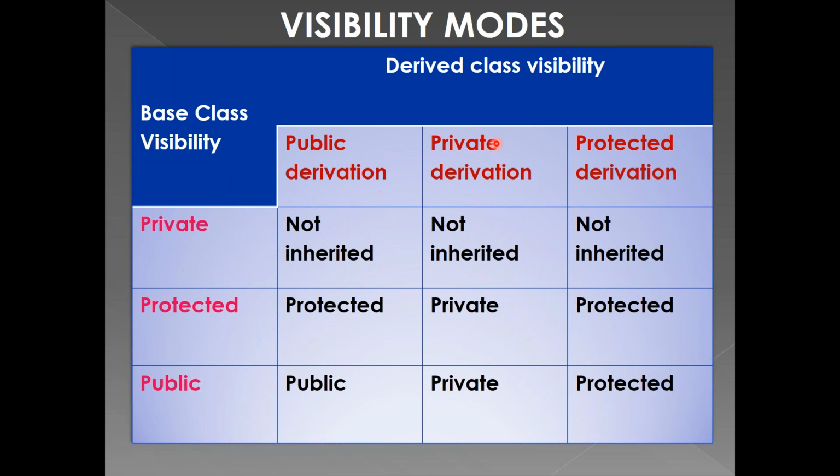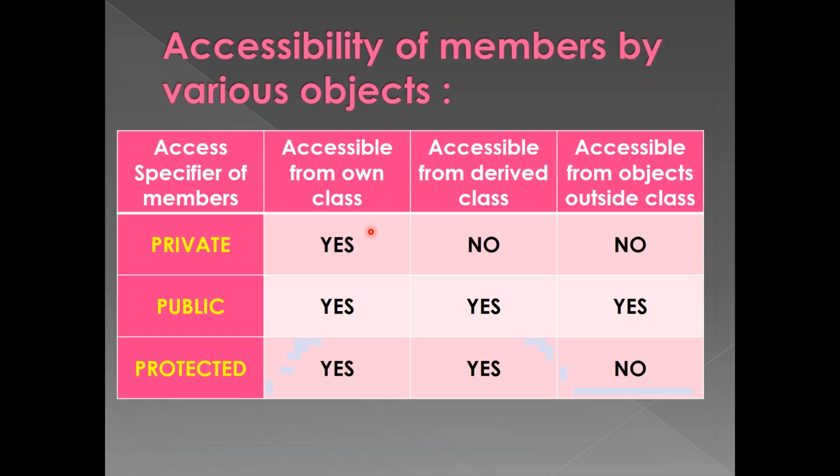So look at this. Public derivations, private derivations, protected derivations. Private: if I mention private, it is not inherited; you cannot inherit that. Next, protected, private, protected, public, private, protected. See, among these, if you write private, you cannot inherit that concept. Please understand, I'll show you an example based on that.